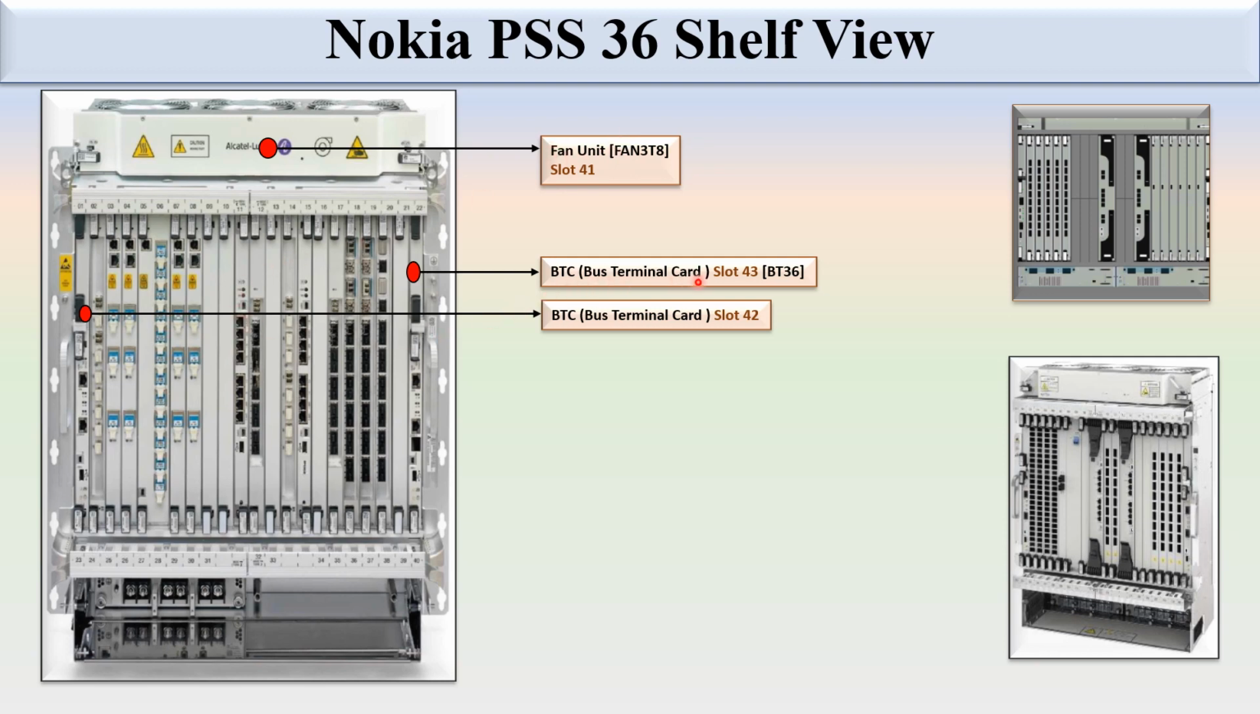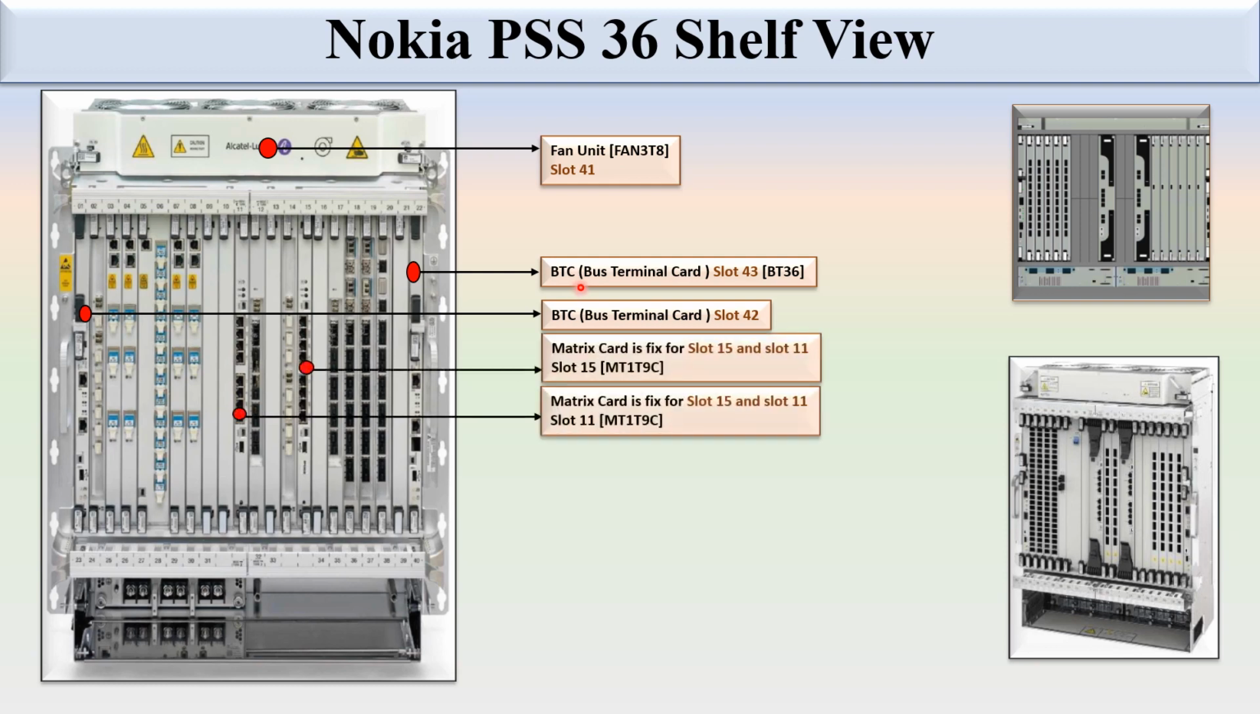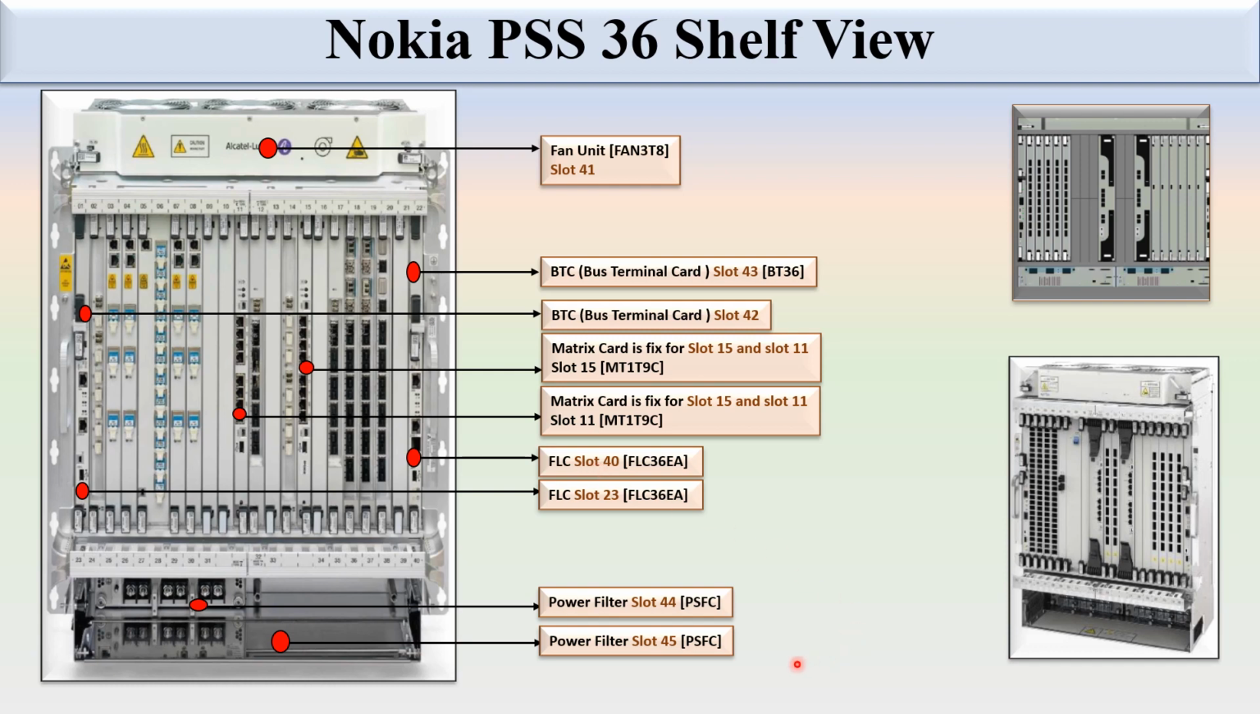You can see slot 43 and slot 42, these two slots are fixed for the BTC. Slot 15 and slot 11 are used for the matrix card, and this matrix card is MT1T9C. Slot 40 and slot 23 are fixed for the FLC, first level controller. And on the bottom, slot 44 and slot 45 are fixed for the power filter card, and the model of this power filter is PSS.